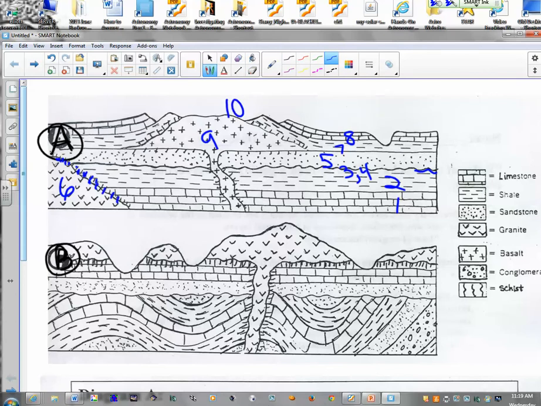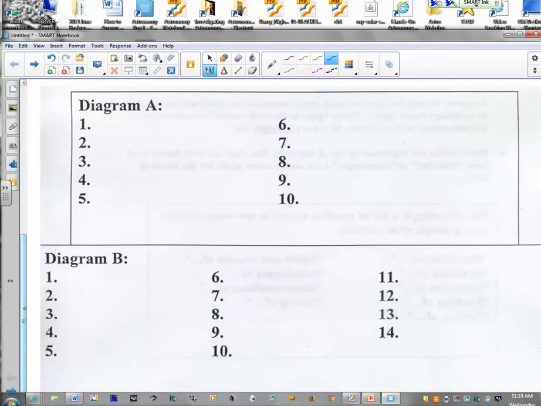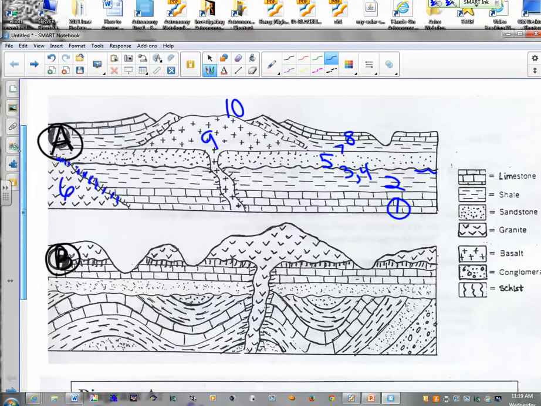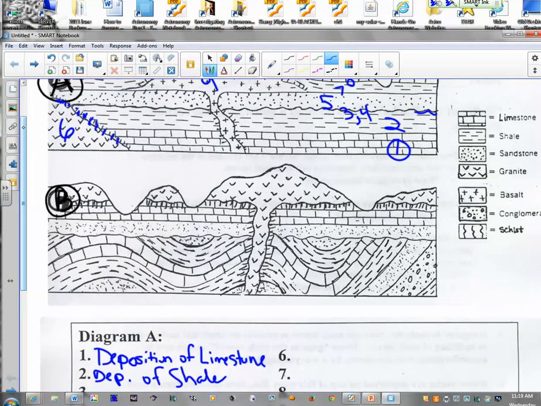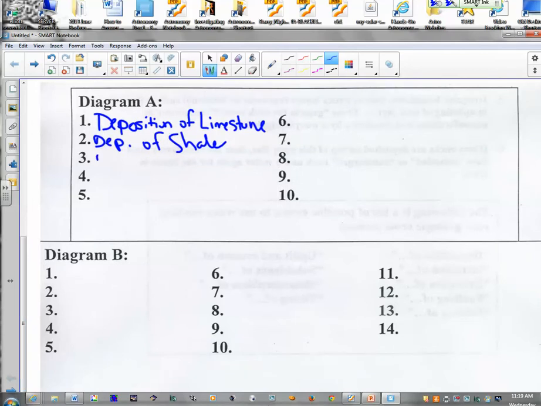Now we have to write out the stories, starting with number 1, the limestone. Limestone is a sedimentary rock, and on the front, you'll see sedimentary rocks are deposited. So I'm going to write deposition of limestone. Okay, the next rock was also sedimentary. It was a shale. So 2, and I'll abbreviate this, dep of shale. 3 and 4 were that unconformity. And remember, those steps include uplift and erosion. I count that as 1 step.